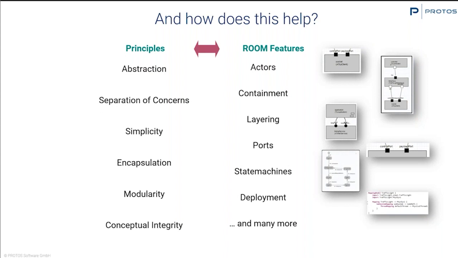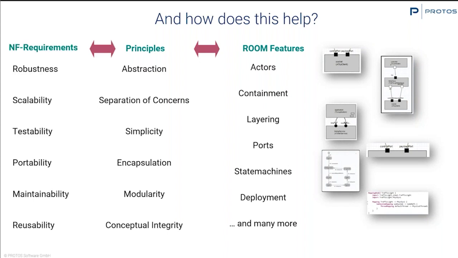So there's abstraction, separation of concerns, simplicity, encapsulation, modularity, and conceptual integrity. For example, why this helps for modularity is pretty clear, because you have components with ports that are really well decoupled from each other, so you can reuse them and so on. But in the end, what I really need are non-functional requirements.